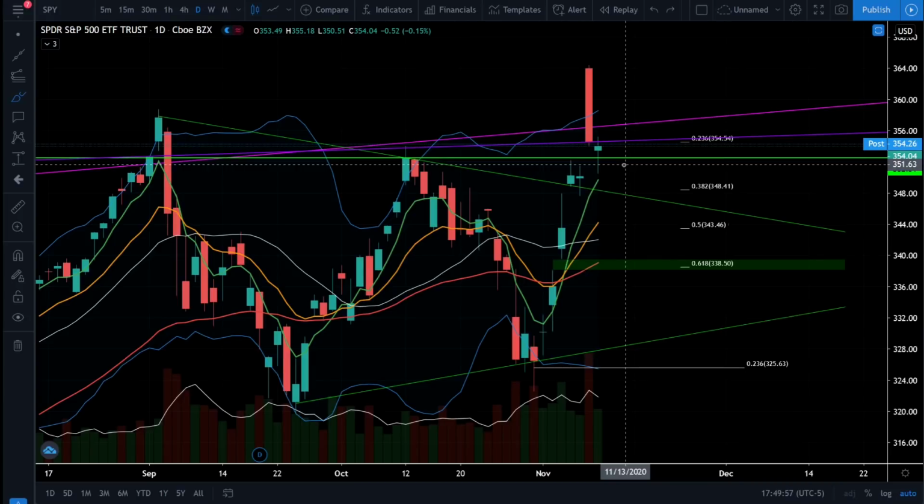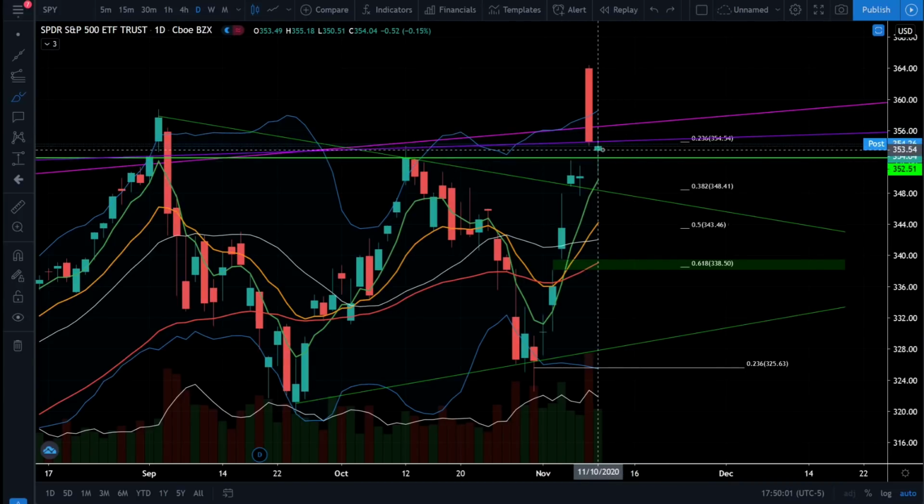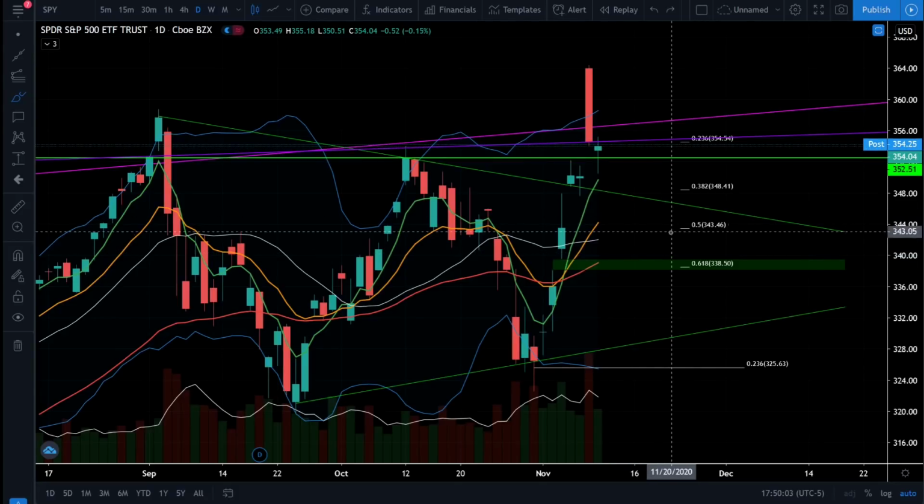Now anything is possible, and there's still a chance that we get rejected from these resistance levels yet again and start heading lower. But right now we're not giving the benefit of the doubt to the bears because we have strong bullish price action and a strong bullish trend. So as long as we have bullish price action and bullish trending, we're not going to look at the bear cases, because it's very unlikely we're going to see bearish price action and bearish trending when we're in this strong of a bullish trend with this strong of bullish price action.